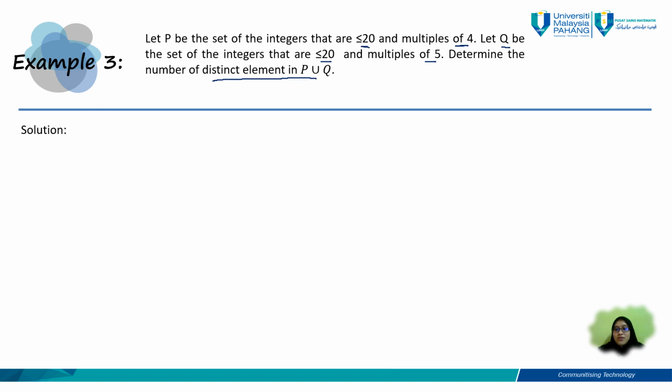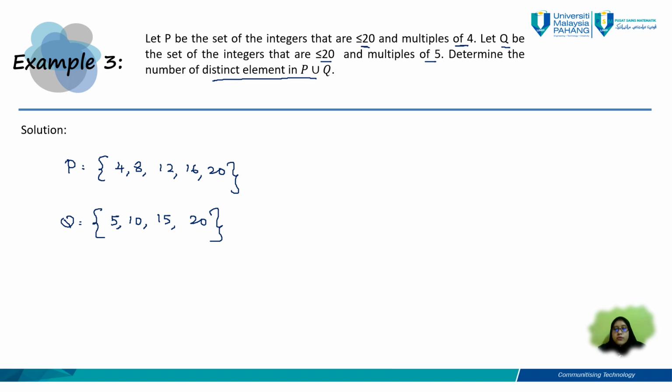Okay, so let's list down the information that we have. For P, the condition is less than or equal to 20 and must be a multiple of 4. That means the elements of P are 4, 8, 12, 16, and also 20. And then Q must be integers that are less than or equal to 20 and multiples of 5. That means the elements of Q are 5, 10, 15, and also 20.